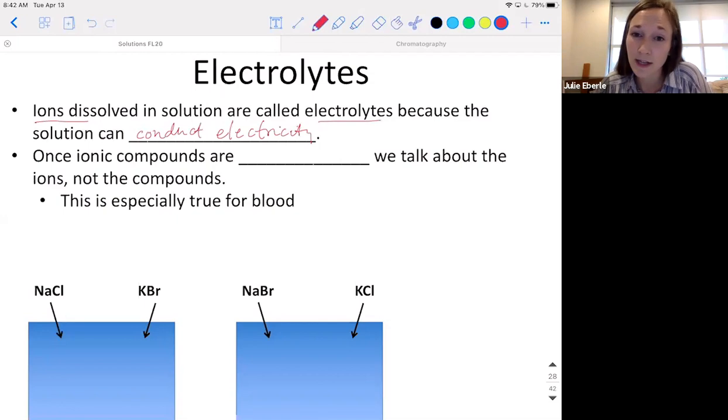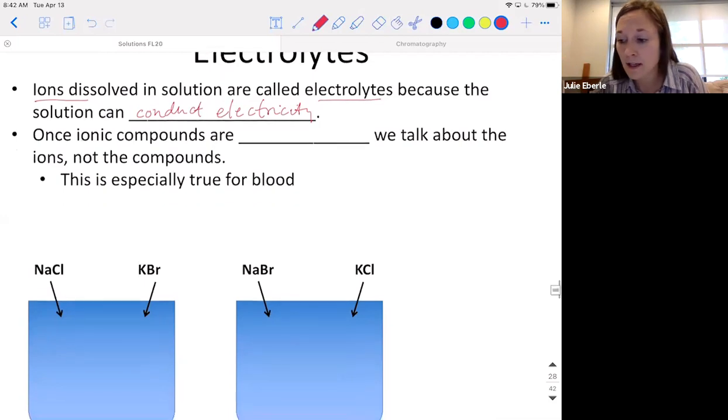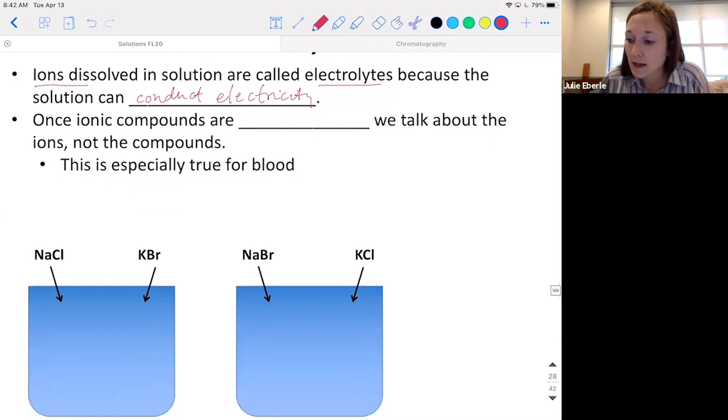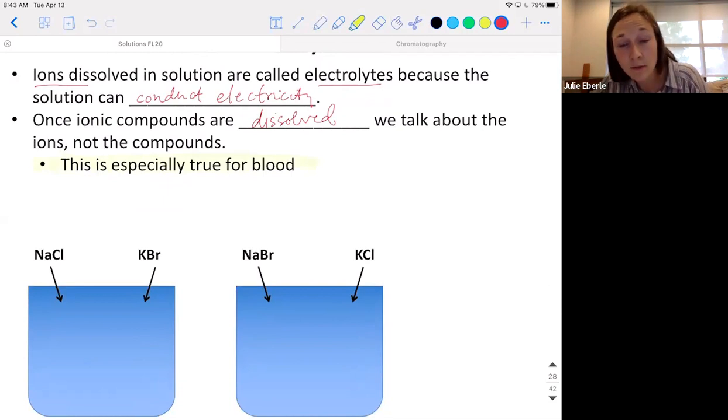Now, some solutions can't conduct electricity very well, but ions are charged, right? So if you have charged particles in a solution, it can conduct electricity, sometimes only very weakly. But anyways, once ionic compounds are dissolved, we talk about the ions and not the compound anymore, right? Especially, we do this with blood. We don't talk about sodium chloride in your blood. We talk about your sodium levels or your chloride levels, okay?